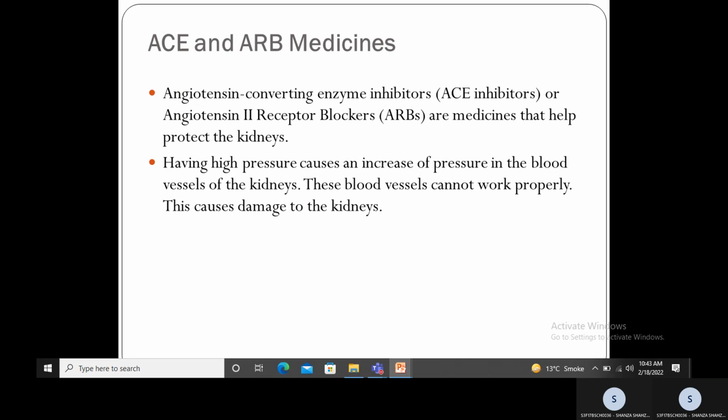ACE and ARB medicines. ACE inhibitors are angiotensin-converting enzyme inhibitors and ARBs are angiotensin 2 receptor blockers. They are medicines that help to protect the kidneys. Having high pressure causes an increase of pressure in the blood vessels of the kidney. The blood vessels cannot work properly. This causes damage to the kidney.